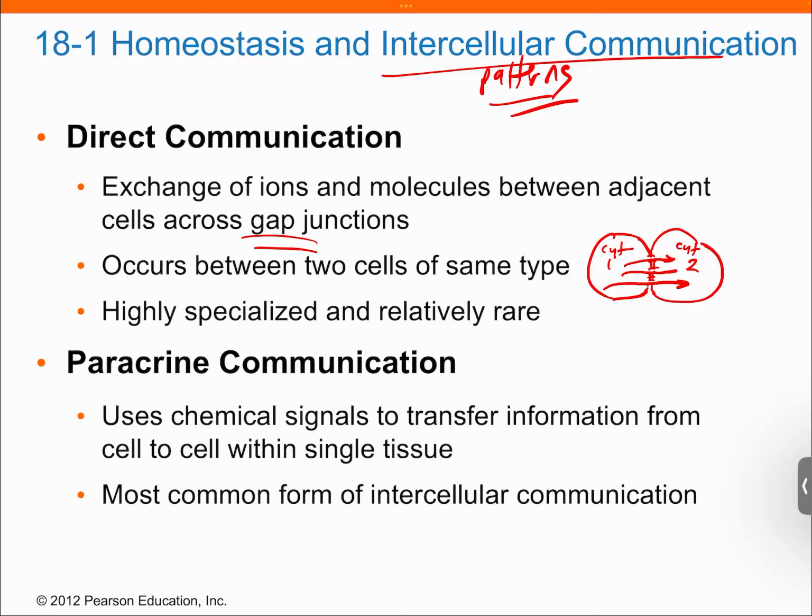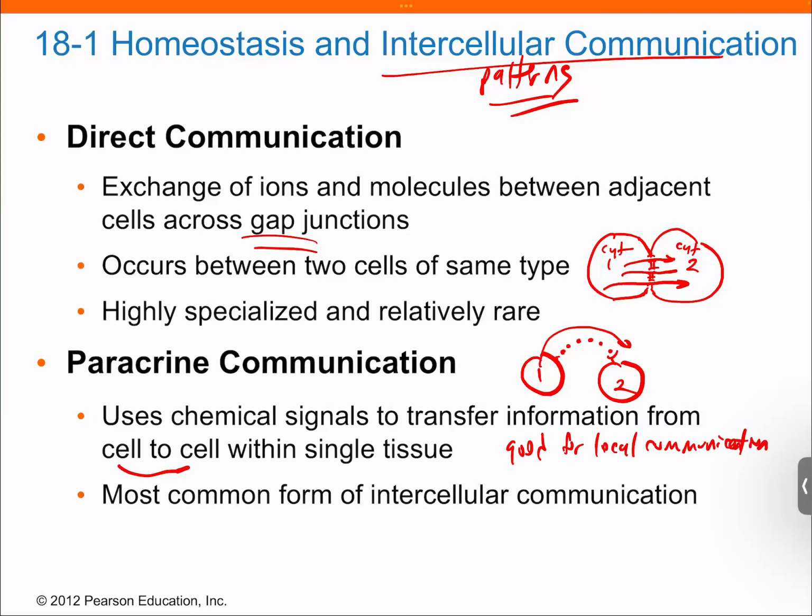There's also what's called paracrine communication. This is basically where a chemical signal is going from cell to cell. One cell creates a chemical and it is received by another cell. So the communication is going from cell number 1 to cell number 2. Para means beside, so this is like side by side communication. This is a fairly common form, and when you're just going side by side, it's good for local communication within the so-called neighborhood.